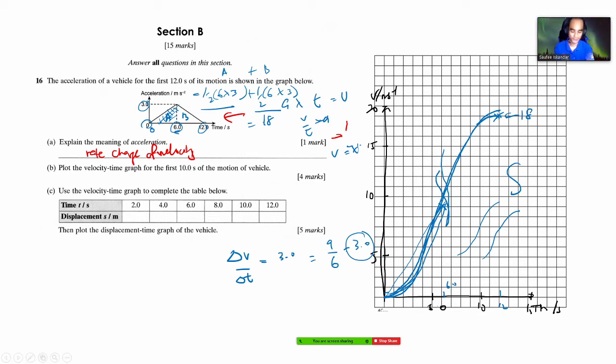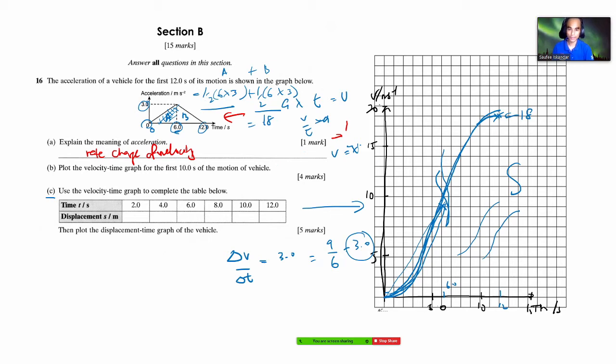Actually, I don't think they will put this question in the STPM. Why do we need a graph paper for that? Usually you do have a graph paper for this. Okay, part C: use the time-velocity graph to produce a displacement. To complete the table below, and then plot the displacement-time graph for the vehicle.